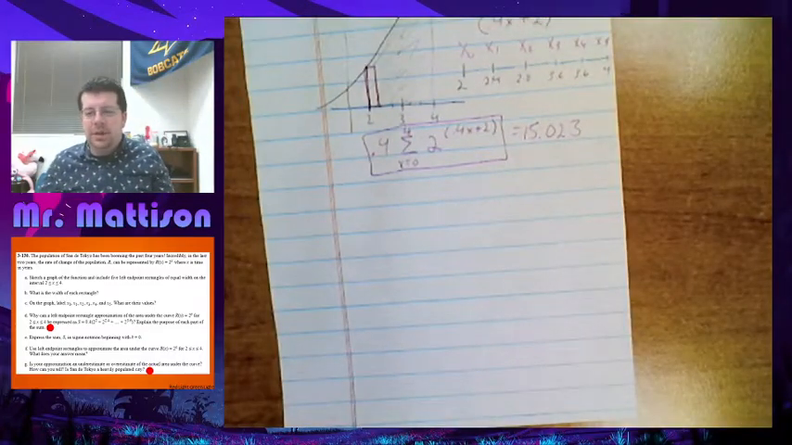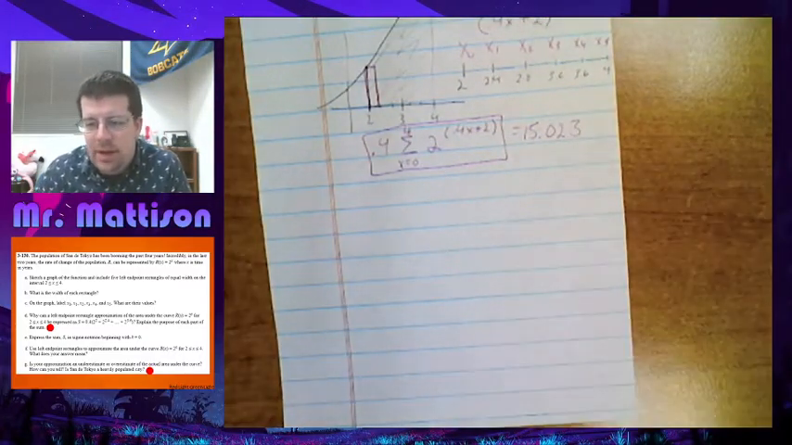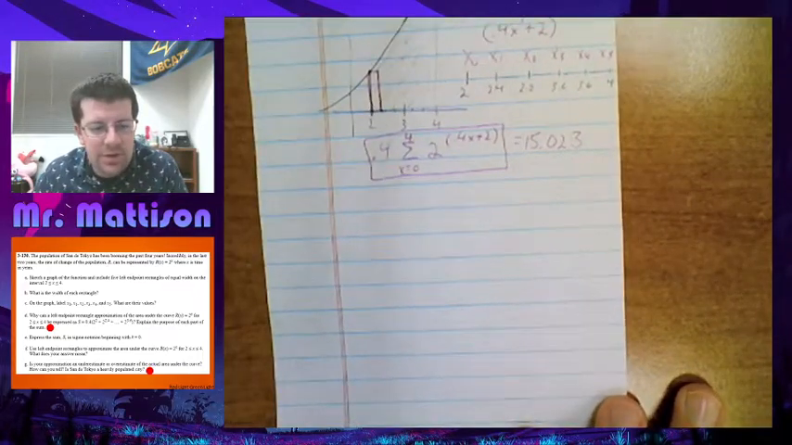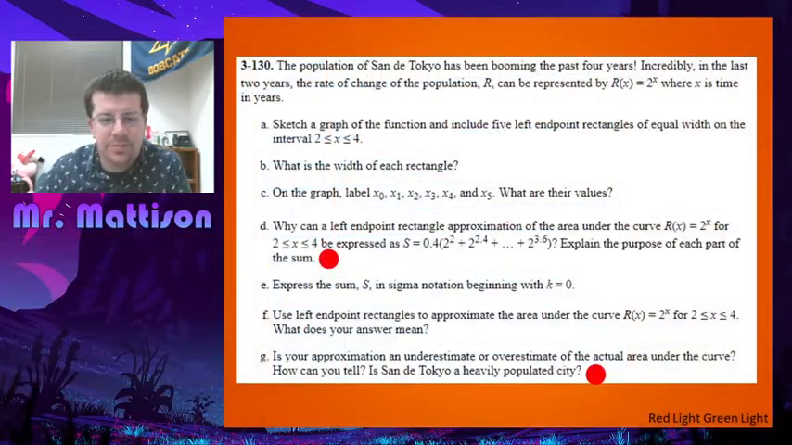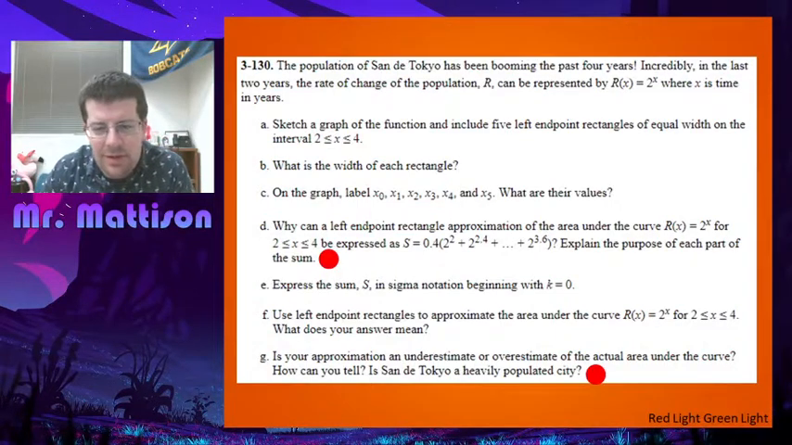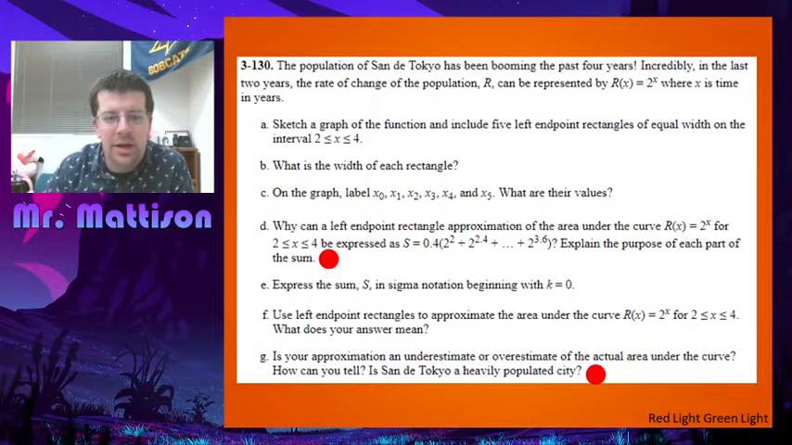So there's going to be the area for me. All right, let's go back over here. All right, so is your A approximation an underestimate or an overestimate for the actual area under your curve?